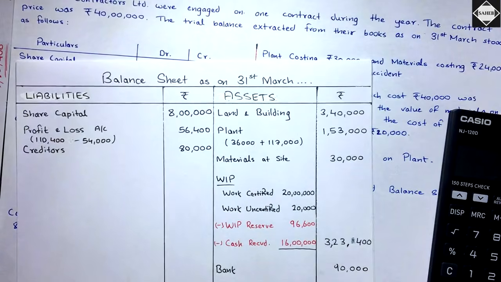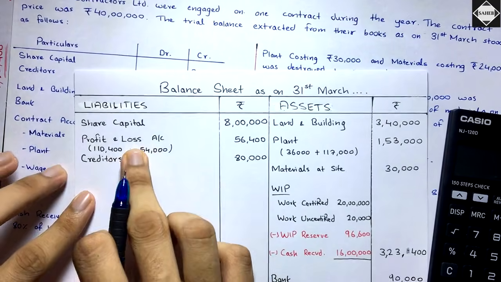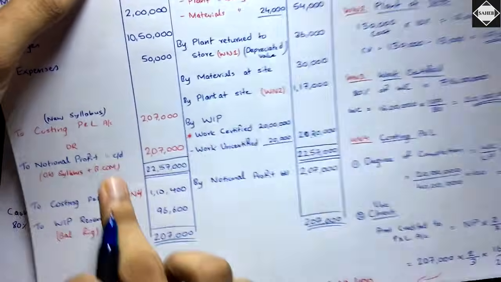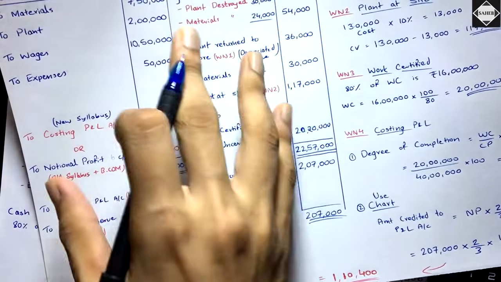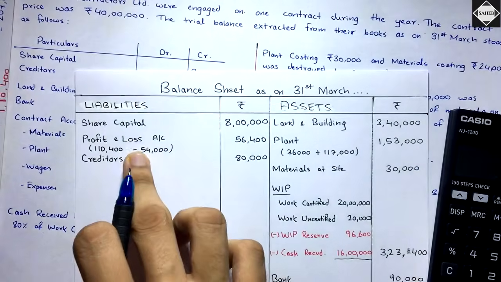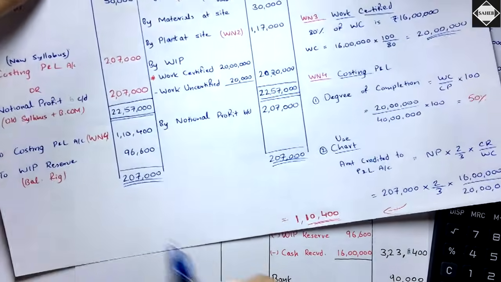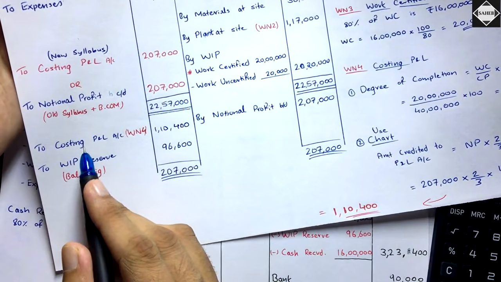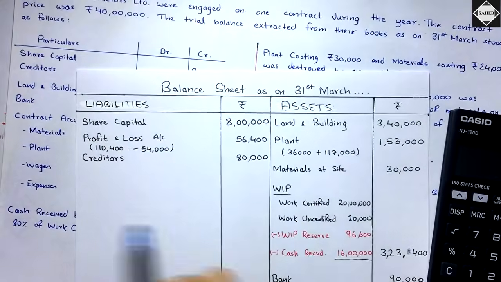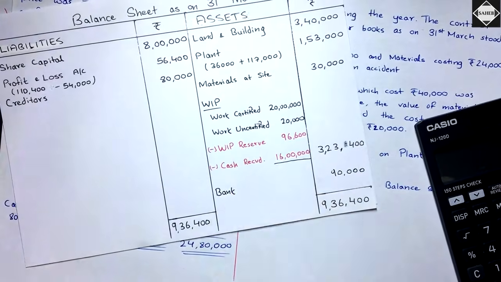For the new syllabus and the old syllabus students, you have to be very careful. For the new syllabus student, you don't have WIP reserve. Here also there is a change. You will directly take the costing profit and loss, and whatever loss or anything that has happened in the contract account in that year, you have to subtract that. Is that clear? So you will get the updated profit and loss account. For the old syllabus students, you have to take the below profit and then make the changes from there. And for the old syllabus and the B.Com students, you also have to deduct the WIP reserve.